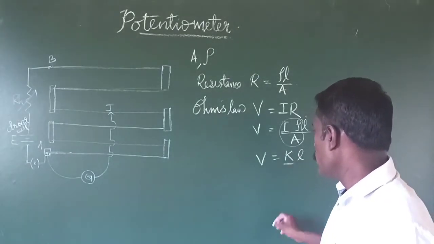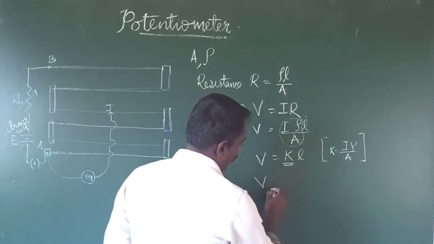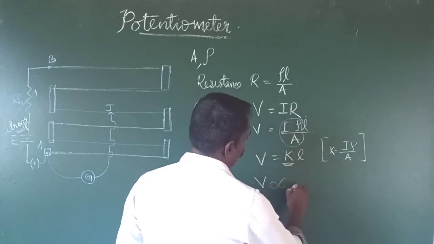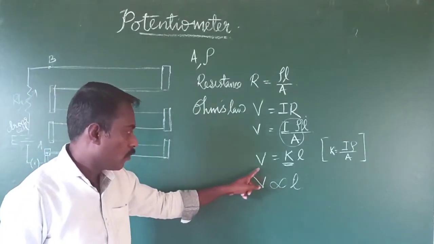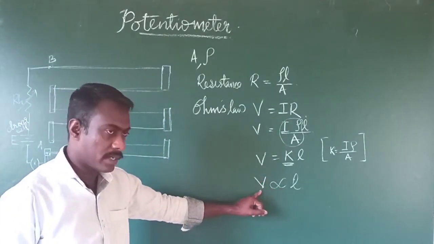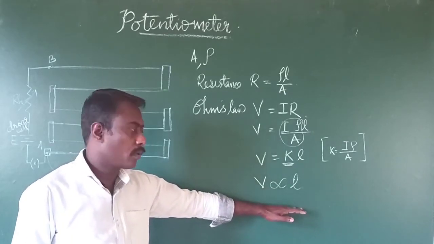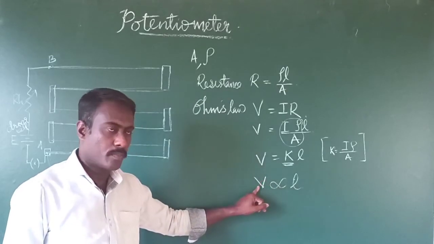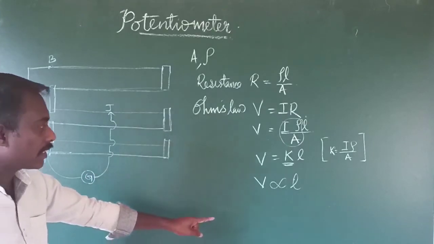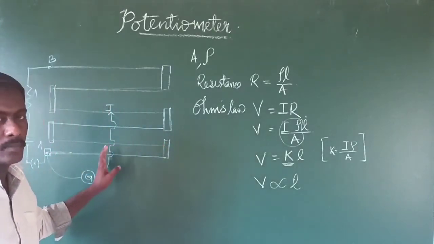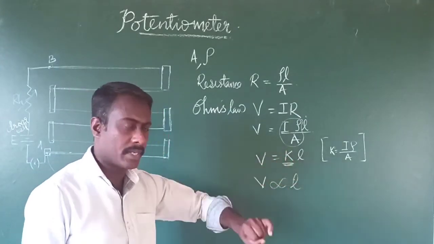So from this equation we know that K is a proportionality constant, right? Therefore we can conclude that V is directly proportional to the length of the wire. Here V is the potential drop across the wire and L is the length of the wire. And that is what we call the principle of the potentiometer. The voltage drop across any portion of this wire is directly proportional to the length of that portion.